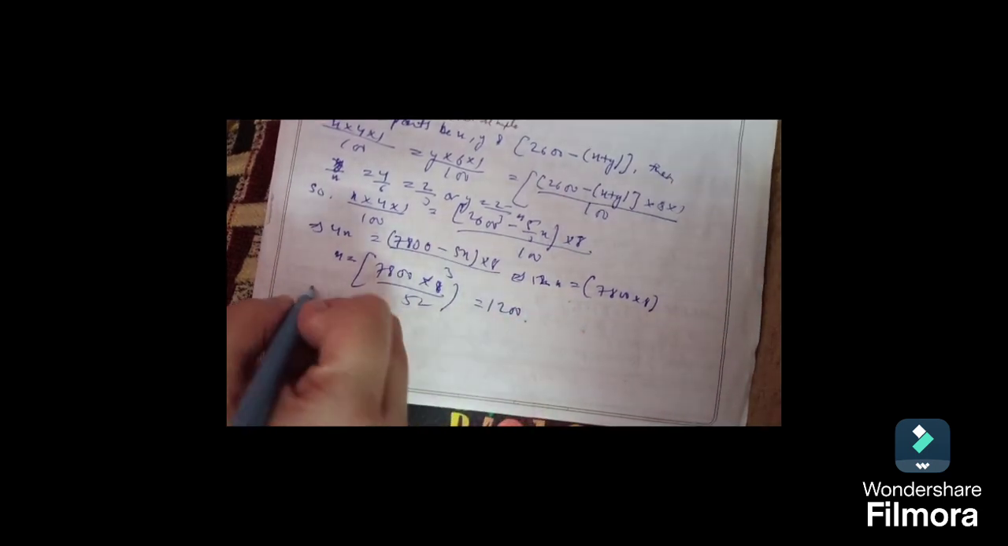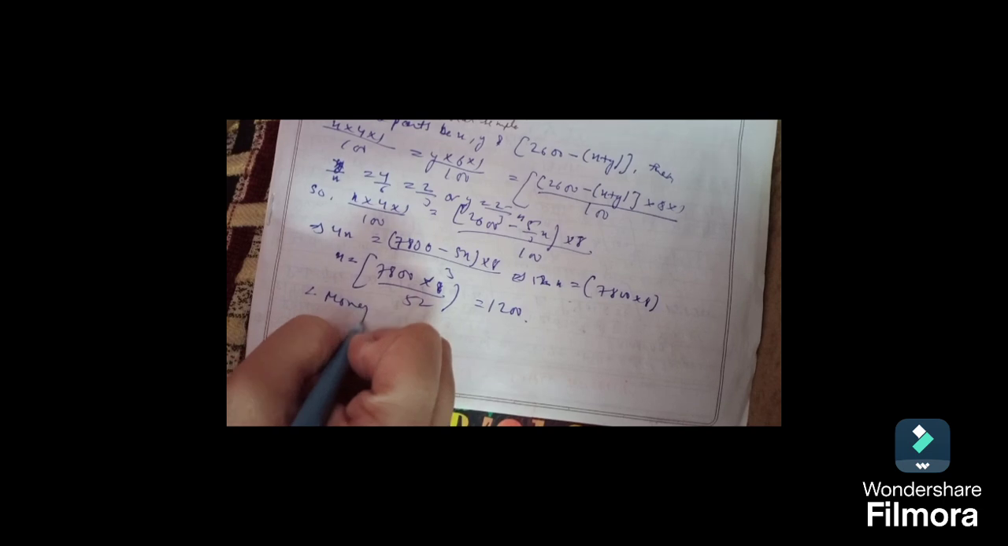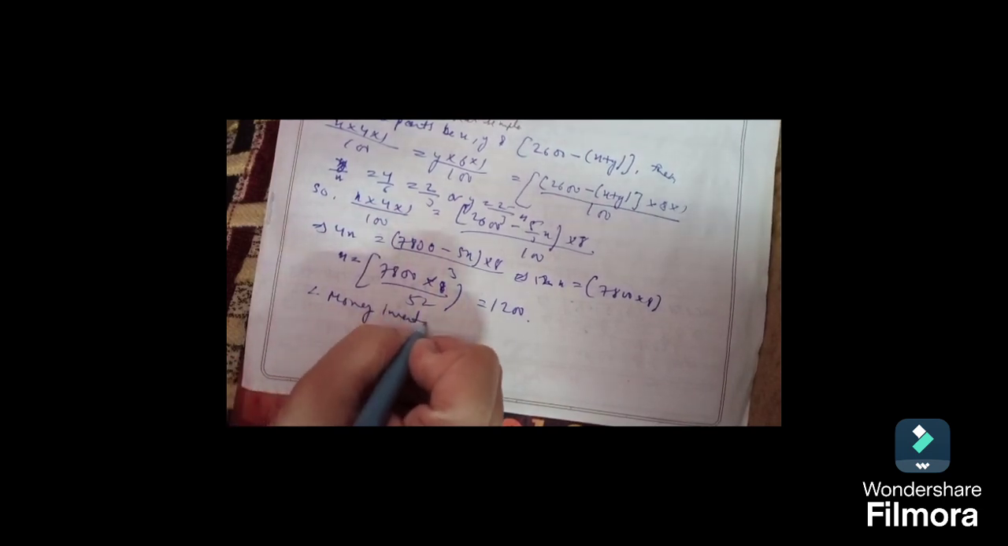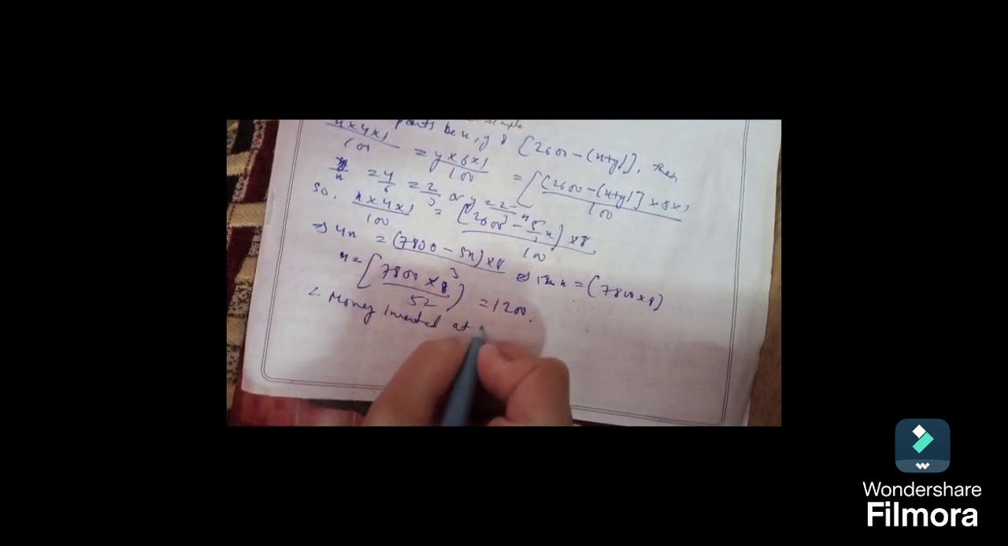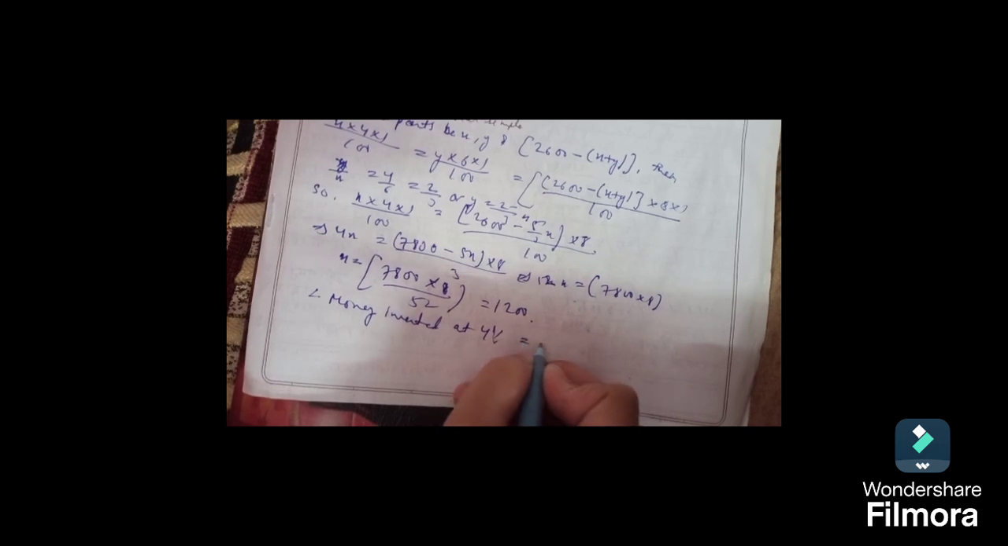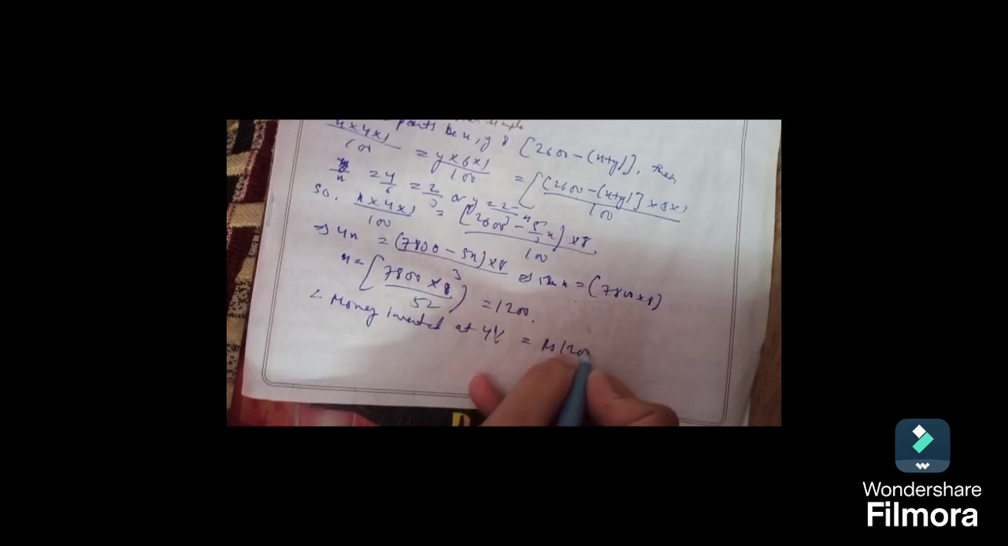So money invested at 4% equals rupees 1200. That will be the right answer for this particular question.